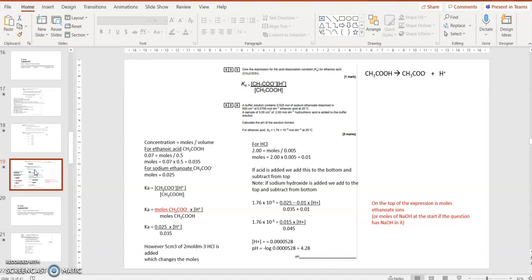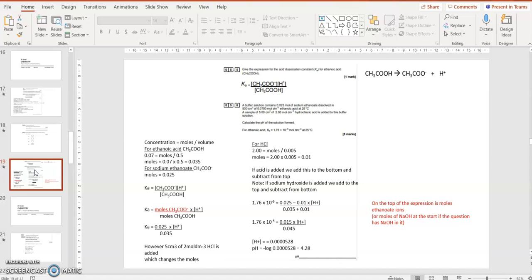Great. A buffer solution: 0.25 moles of sodium ethanoate is dissolved in 500 centimetre cubed of 0.07 mole per decimetre cubed ethanoic acid. Without going any further, I've got a volume and a concentration of ethanoic acid. Let's get a mark. Concentration is moles divided by volume, so 0.07 is moles divided by 0.5. Work out the number of moles of ethanoic acid, 0.035. For sodium ethanoate, it's given me the number of moles. I've got the expression Ka: ethanoate ion concentration multiplied by H plus concentration divided by ethanoic acid concentration.